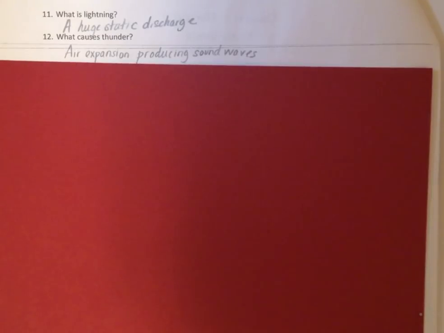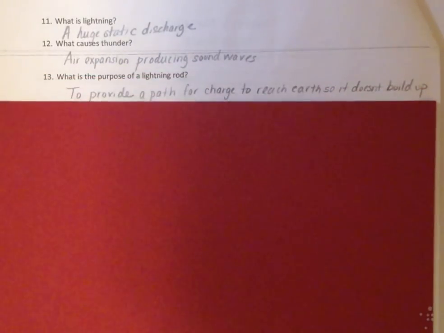Number 13, the purpose of a lightning rod. You put them at the highest point in your building so that when lightning strikes, it hits that tallest point, and then that lightning rod directs that charge to the ground so you don't have any charge building up in your building.